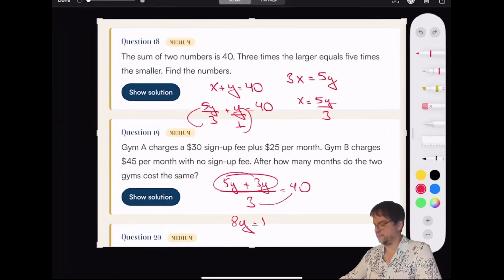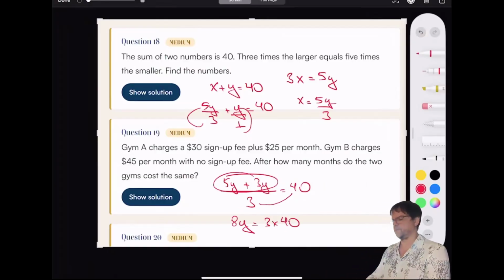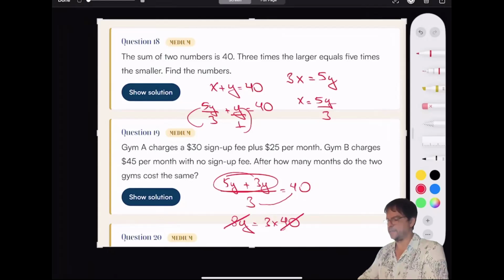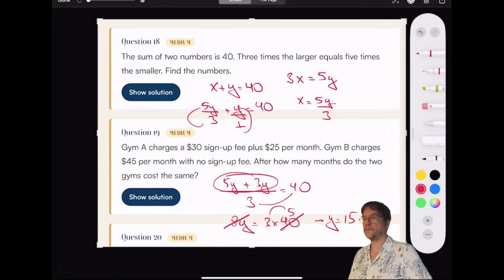Or I will not even multiply. 3 times 40 is easier to cancel. 40 divided by 8 is 5. 5 times 3, 15. Is that okay? Yes. Find the numbers.